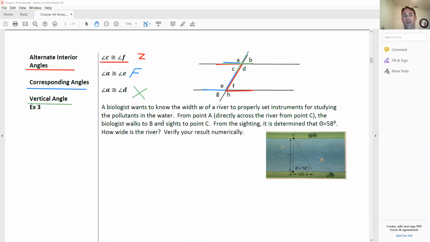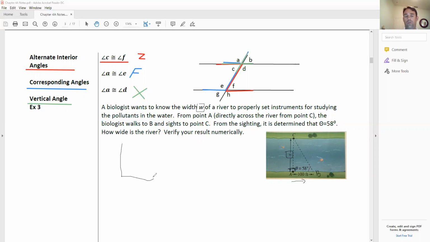But let's take a look at what we got here. A biologist wants to measure the width, you can see that W right here, of a river to properly set instruments for studying the pollutants in the water. From point A directly across from point C, so they're right across from each other, that means that's going to be a right angle. The biologist walks to B. So from A, they walked that way to B, and sets the sights on point C and determined it was a 58-degree angle. How wide is the river?